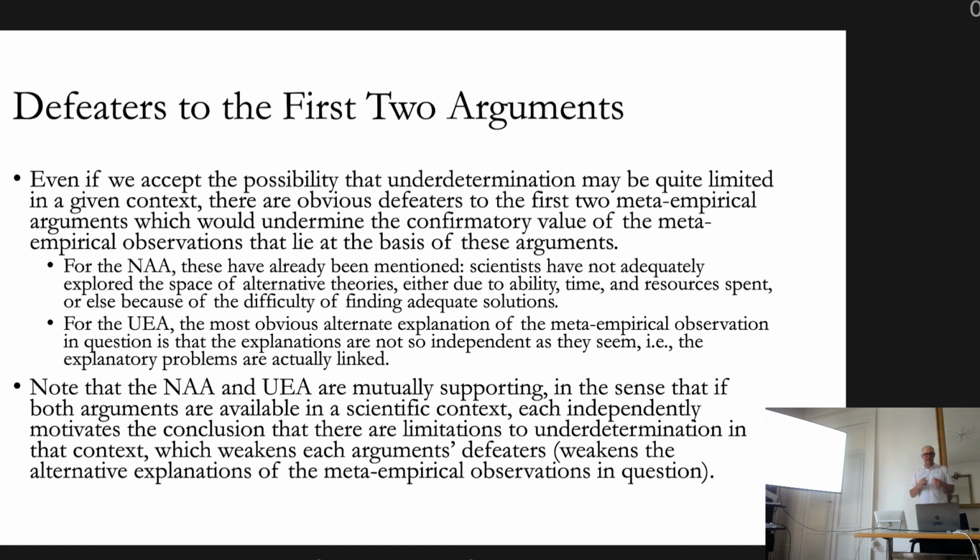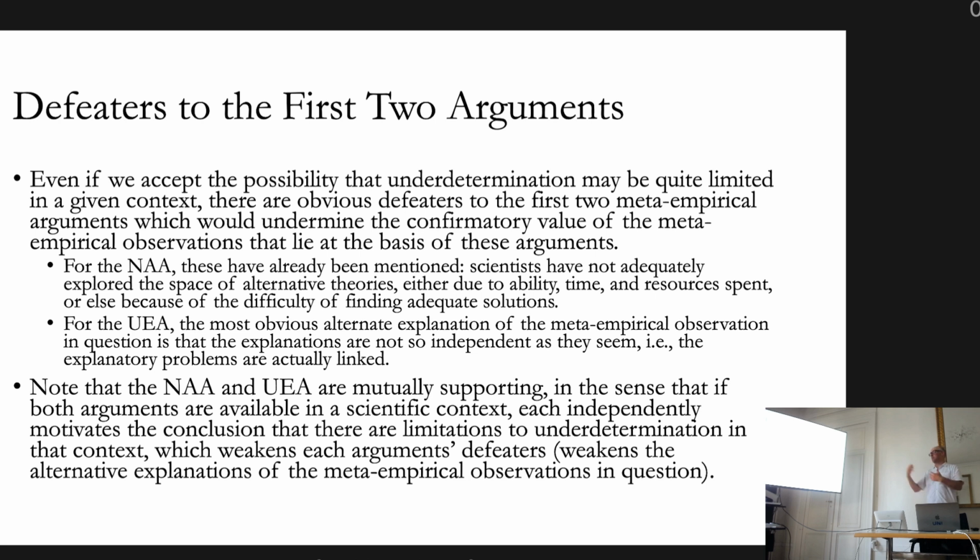Similarly, for the UEA, there are obvious defeaters too, alternative explanations of the meta-empirical observation. So maybe the explanations are not as independent as they seem. We think, wow, we solved this problem, we've solved this other one that strikes us as unrelated, but further research may show that those are intimately related problems, and so it's no surprise actually that we solved both of them. Okay, and maybe you can think of other ones too, right? There's always going to be a list of defeaters that are relevant, and the meta-empirical arguments are only successful insofar as you can overcome these defeaters.